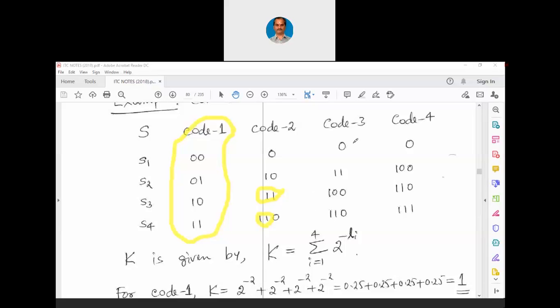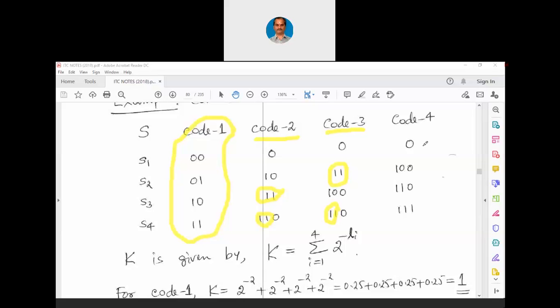What about code 3? You can see here 00, 11, 100, 110, but you can see this S2 is appearing as a prefix in S4. When S2 is appearing as a prefix in S4, it means that even code 3 is not instantaneous. Code 2 and code 3 are not instantaneous.